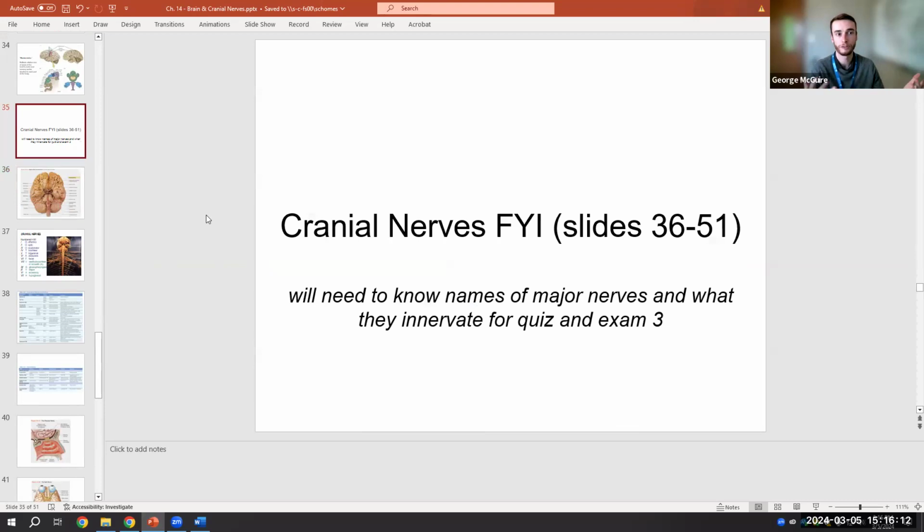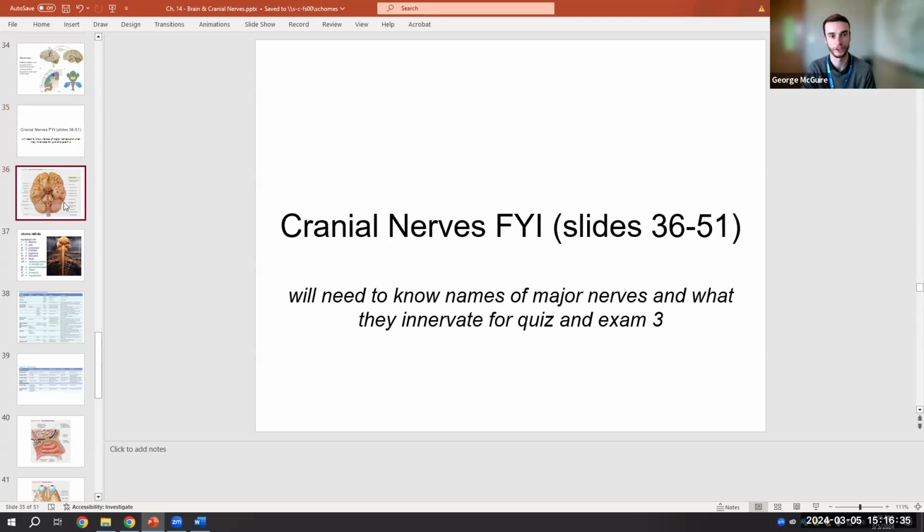We have 12 pairs of cranial nerves. We had 31 pairs of spinal nerves before. Okay? We only have 12 here in the brain. And just like with the spinal nerves, I'm not going on the list of the study guide. I'm not asking for all of them. Really, in this case, I just picked 3 because they show up in things in lab. They're all super important.